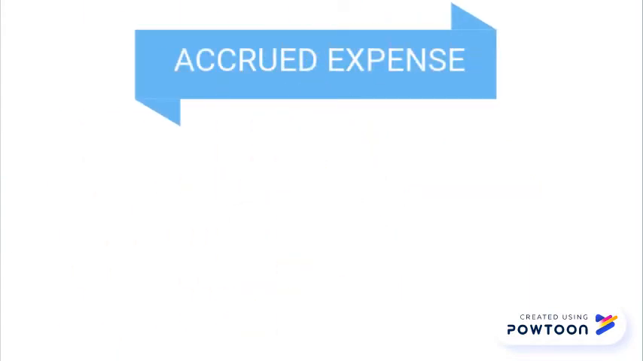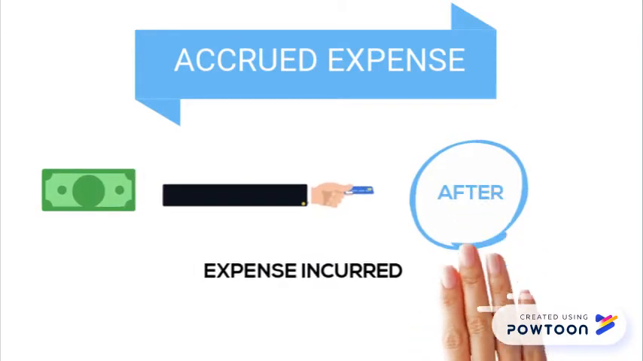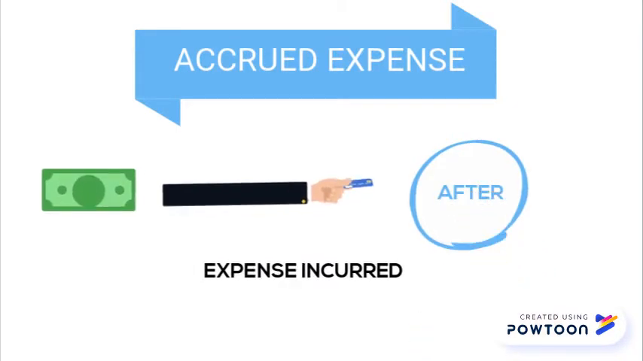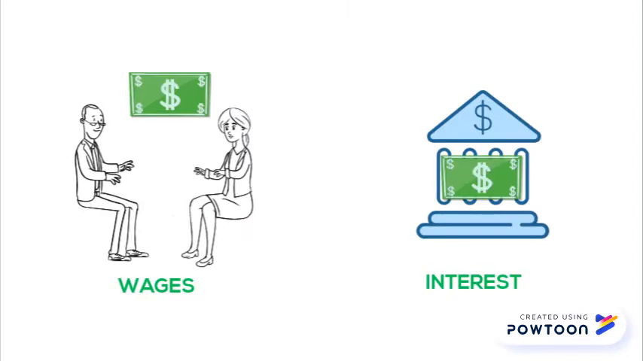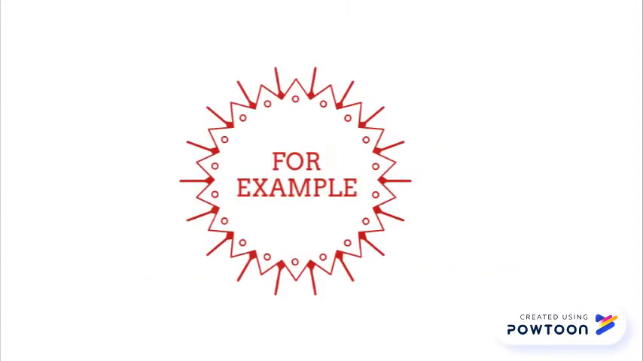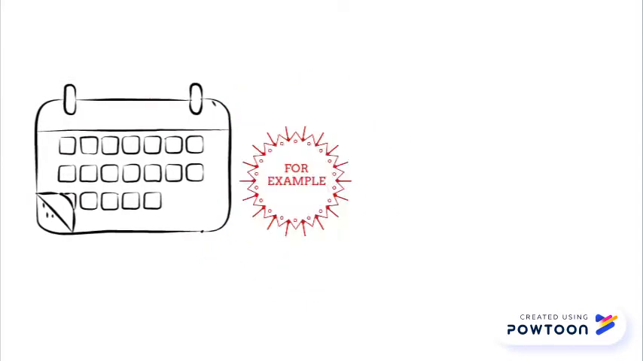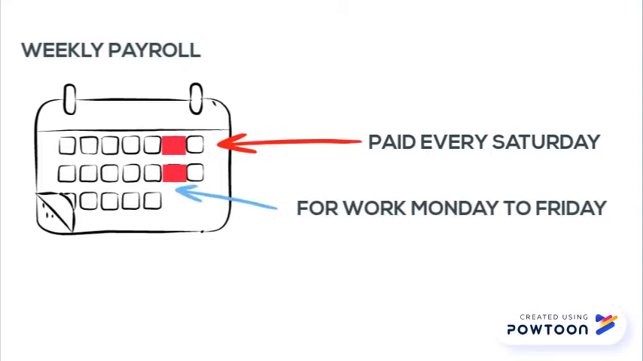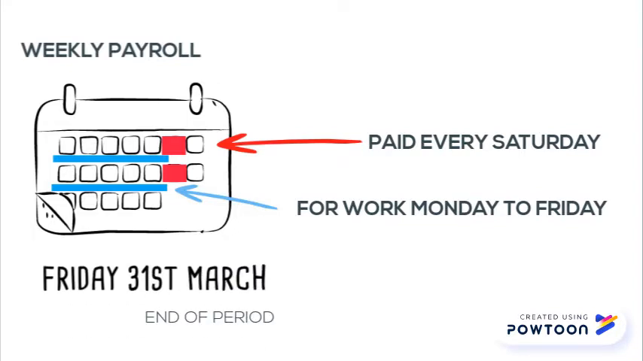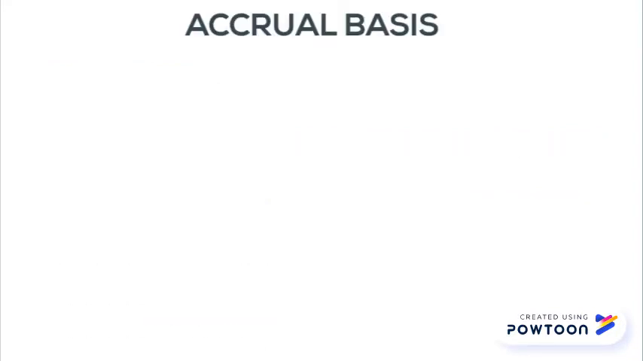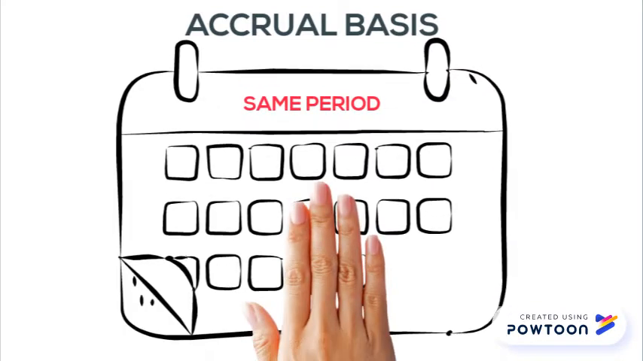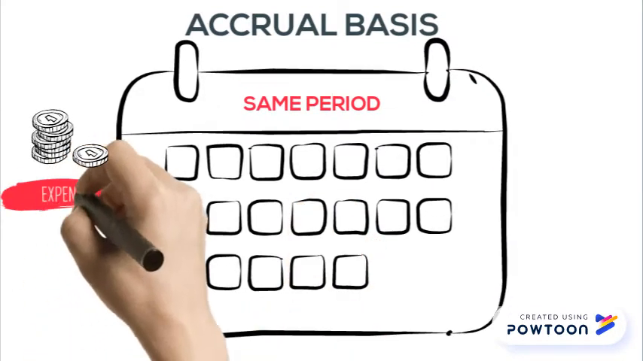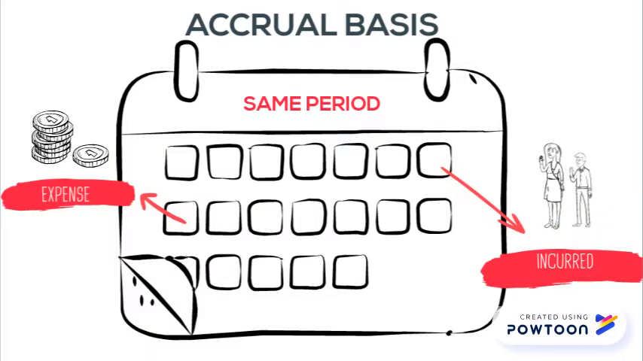When a company incurs expenses and pays for them later, it is known as an accrued expense. This is very common with employee wages and interest. To illustrate an accrued expense, suppose that a company's weekly payroll is paid every Saturday for the work the employees have provided to the end of Friday. Also suppose the end of the period is the 31st of March, which is a Friday. Because the accrual basis requires that expenses be recorded in the period in which they are incurred, the company must record the expense on the 31st of March.